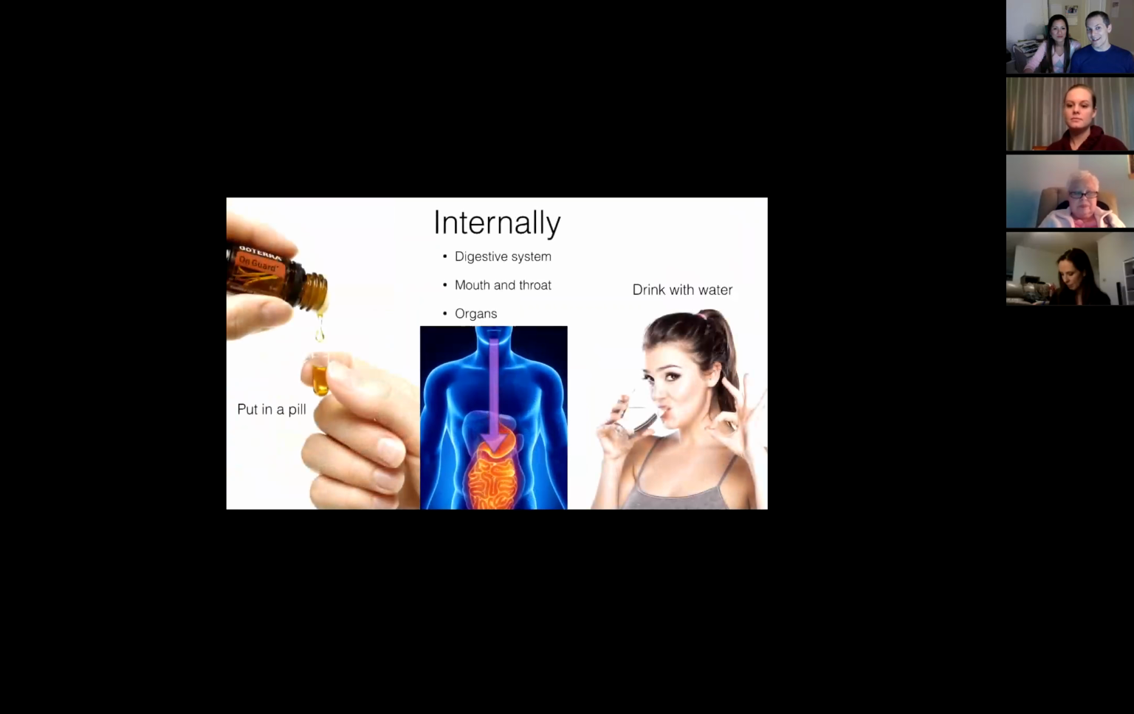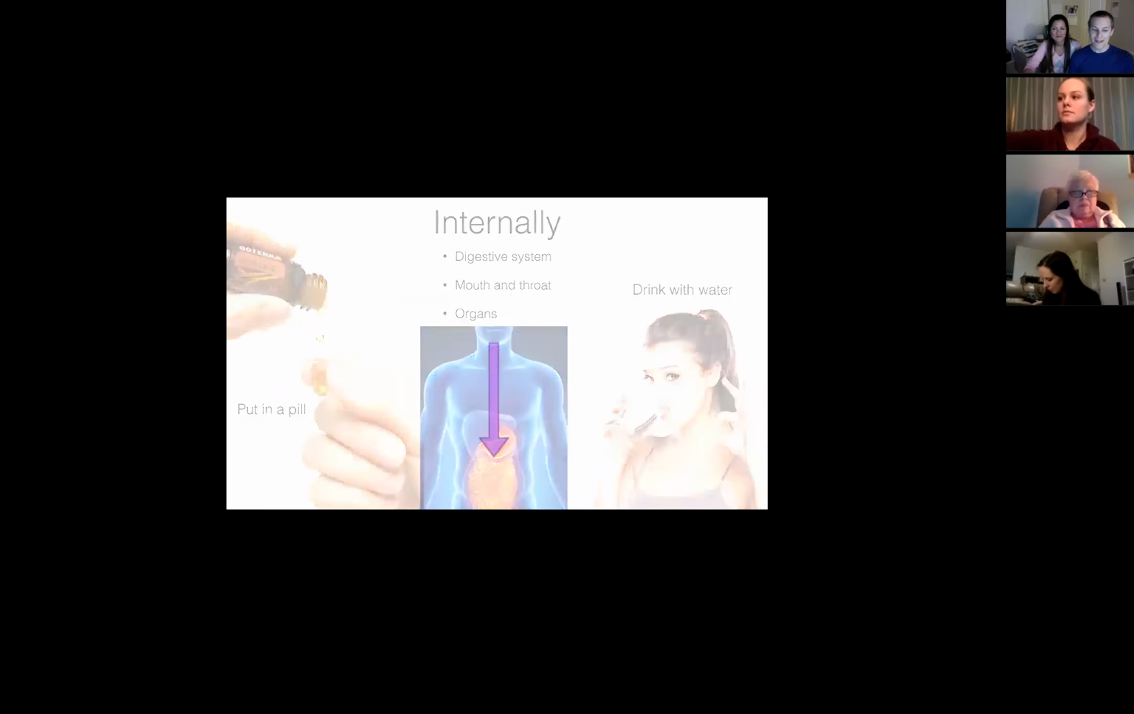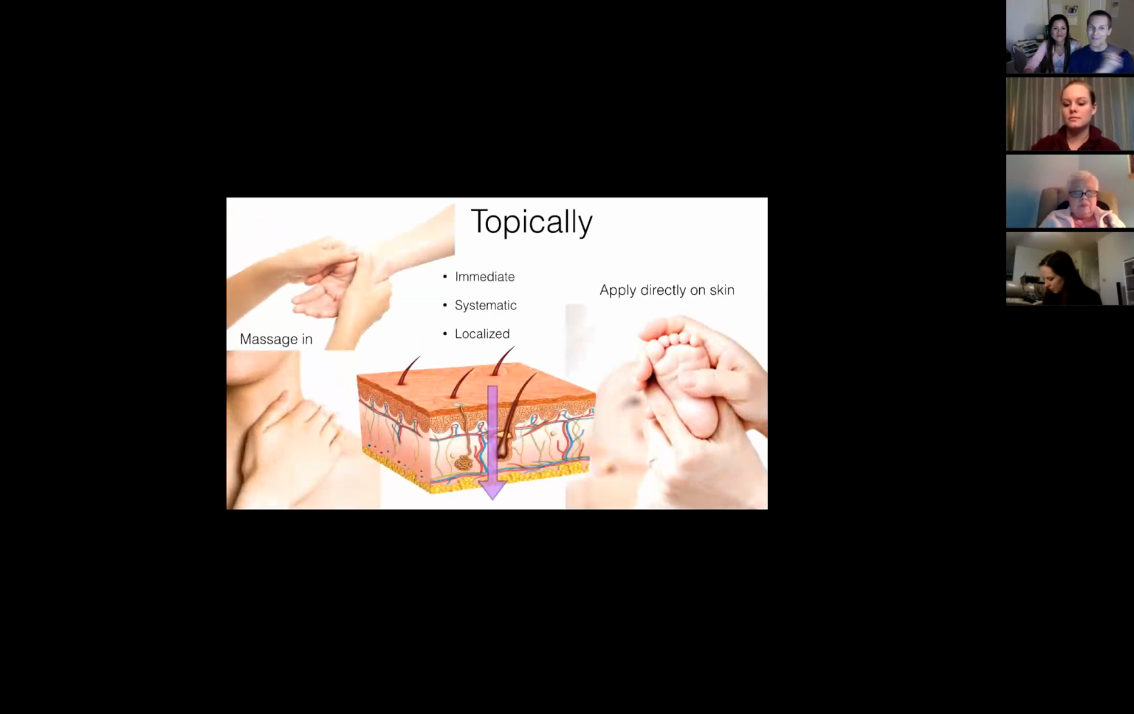The next, internally, digesting it through your mouth and your digestive tract. If you want to have the benefit there in your mouth or your throat or your digestive tract or your organs, it's best to take it internally. So you're going to get the essential oil closest to where you want that therapeutic benefit. Again, you could put it in a pill or drink it with your water or just put a couple of drops in your mouth.